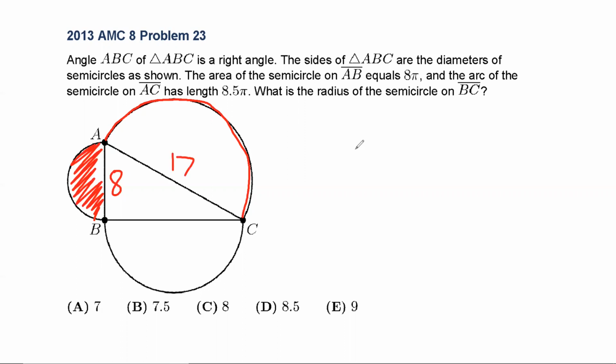Since this is a right triangle, if you use the Pythagorean theorem, you'll get that this length is 15, which means that half of it, or the radius, will be 7.5, which is B.